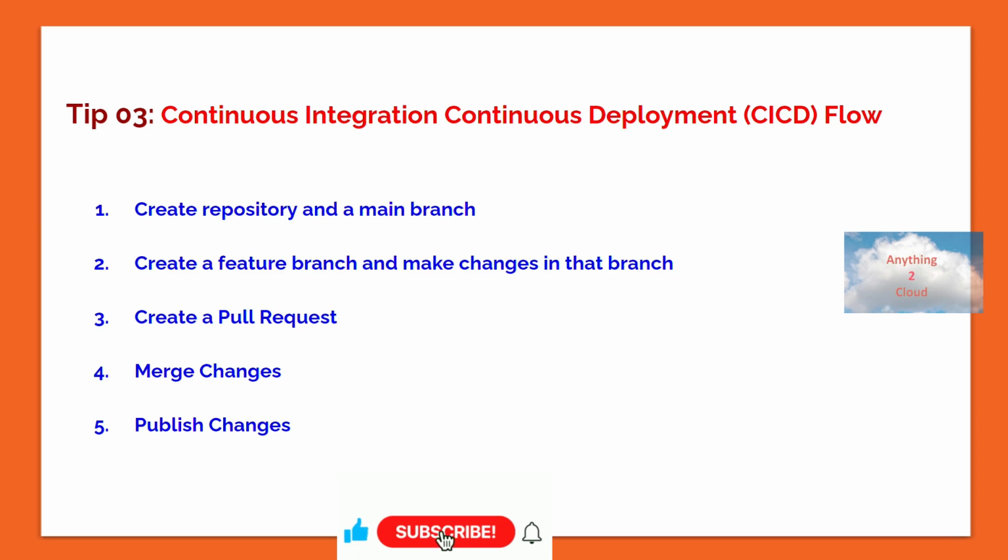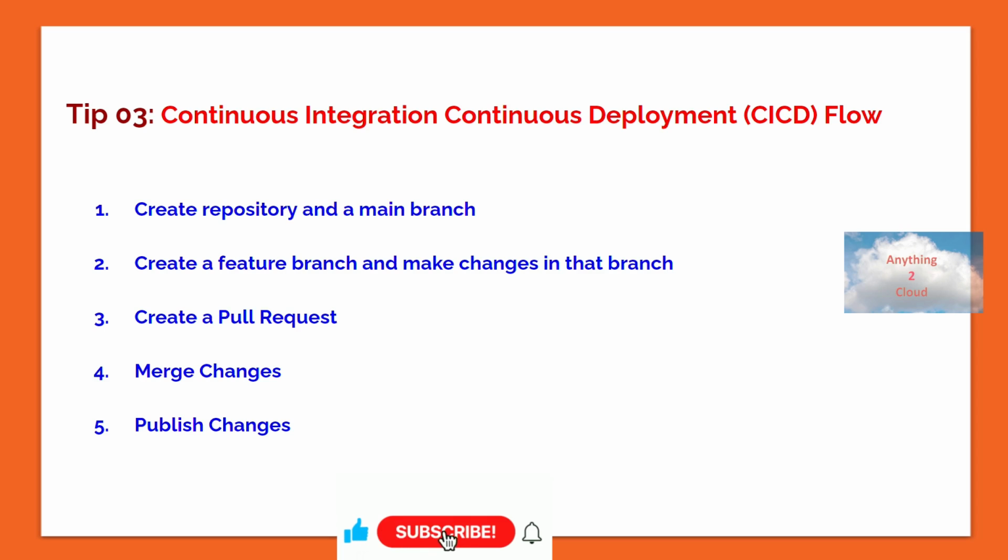Next step is on continuous integration and continuous deployment. Steps involved in continuous integration, continuous deployment. The first one is create a repository and a main branch. Then create a feature branch and make changes in that branch. Then the third one is create a pull request. Fourth one is merge changes. Finally, publish the changes. So this is the flow in the CI/CD process.